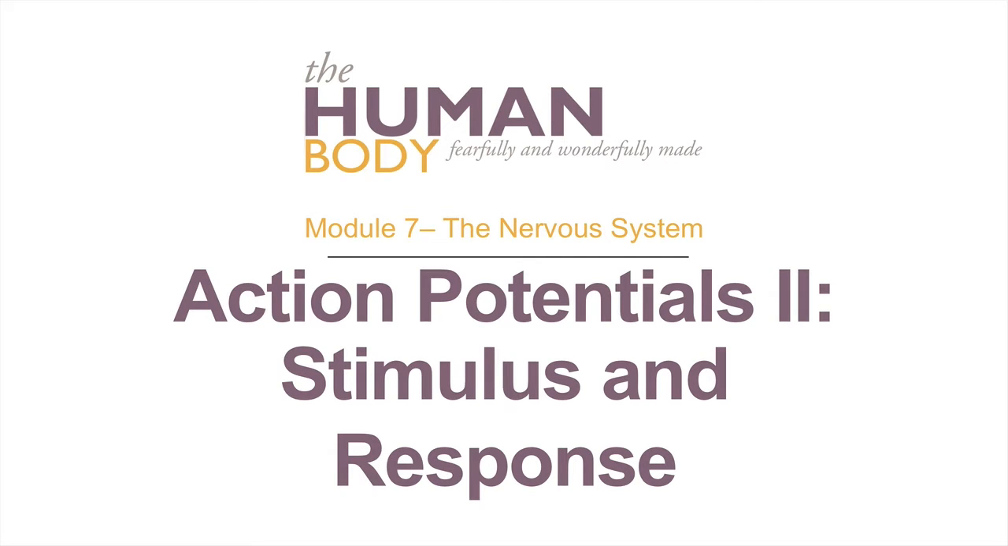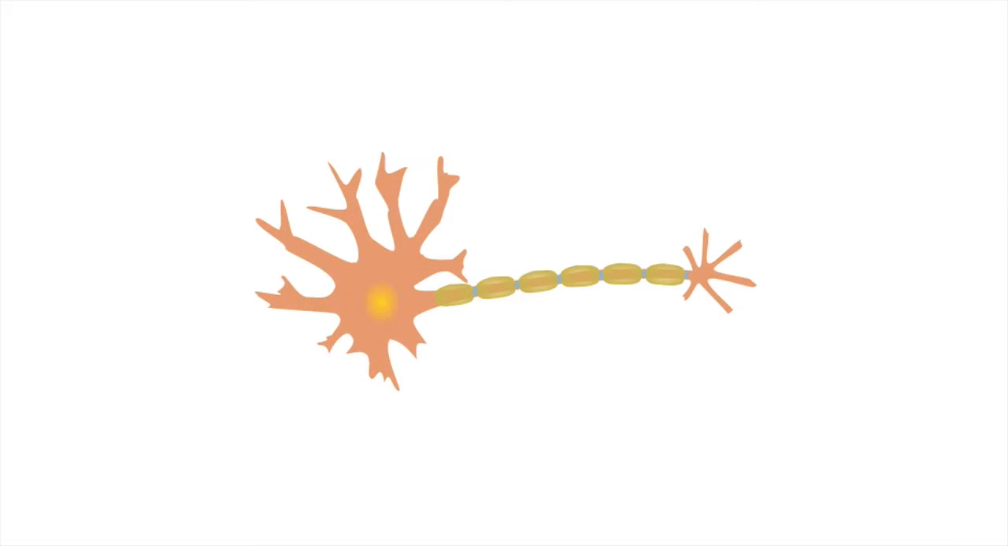Module 7, the nervous system. Action potentials 2, stimulus and response. It's time to finally talk about how a signal gets sent down the axon of a neuron.